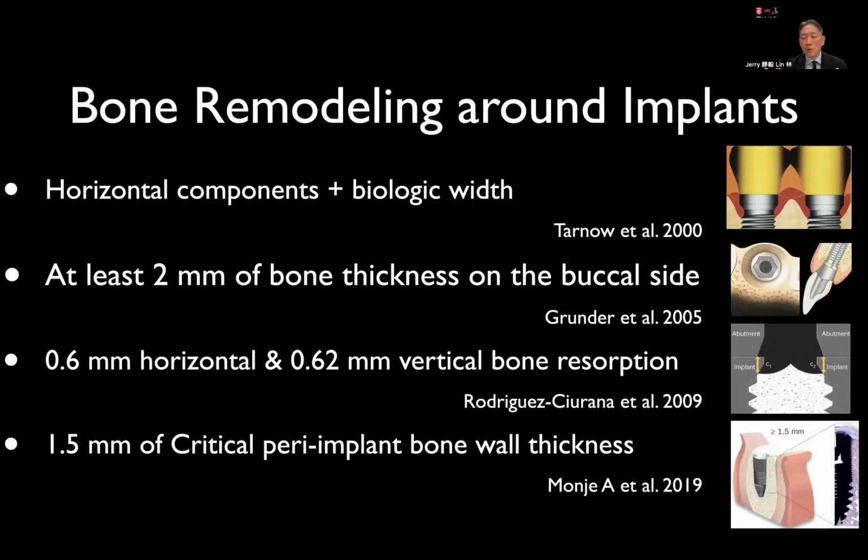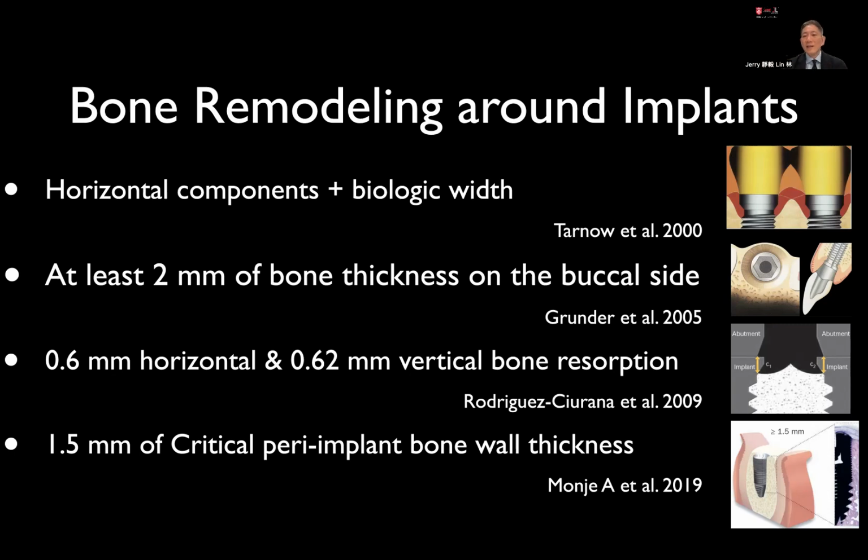And for bone resorption vertically, there are a lot of articles trying to figure out what dimension of bone remodeling we would have around implants. Sometimes for a platform-matched implant it can be up to 1.5 to 2 millimeters, but for a platform-switched implant, it could be as little as 0.6 horizontally and 0.62 vertically. And of course, we come to a good idea that we need a certain bone dimension to support the implant and also to keep the bone stable.